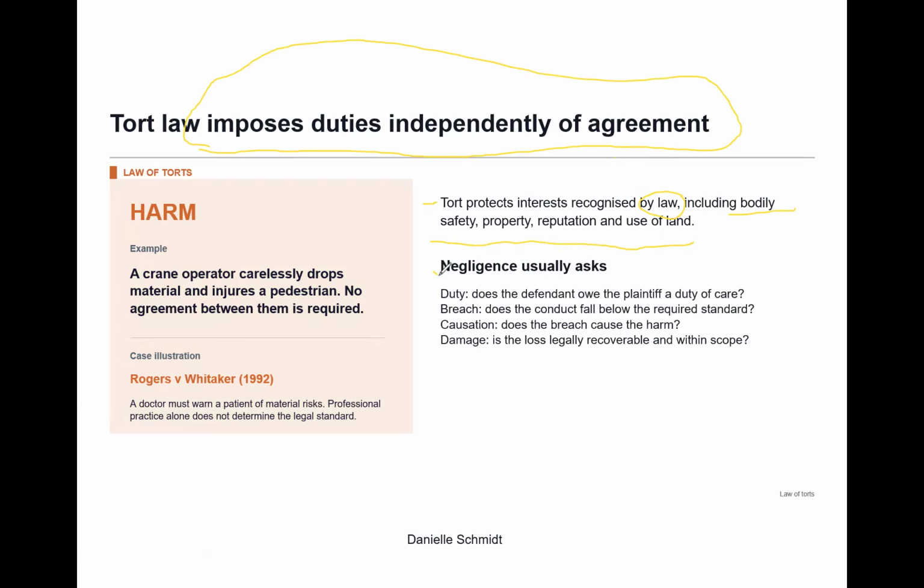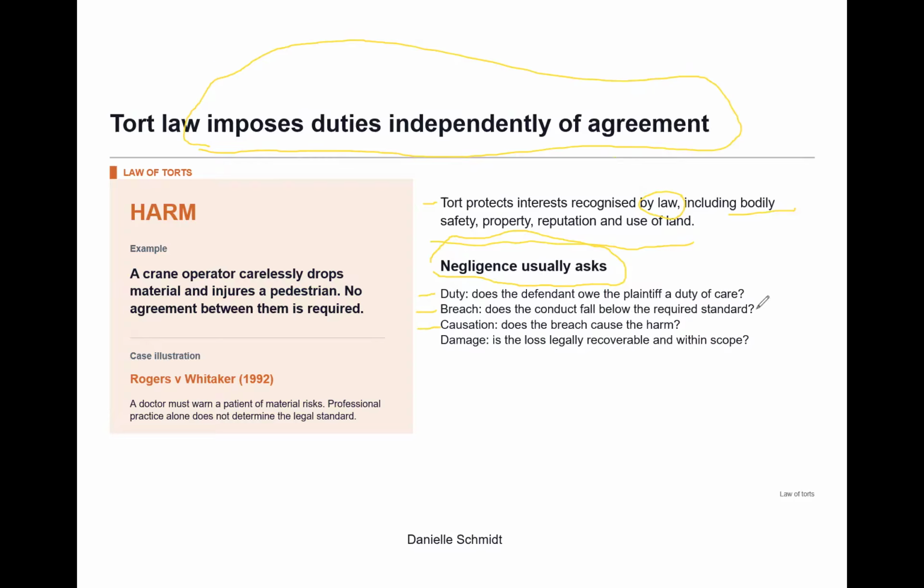So negligence in a problem question, you would usually need to ask, is there a duty? Does the defendant owe the plaintiff a duty of care? Breach, does the conduct fall below the required standard expected? Causation, does the breach cause the harm?